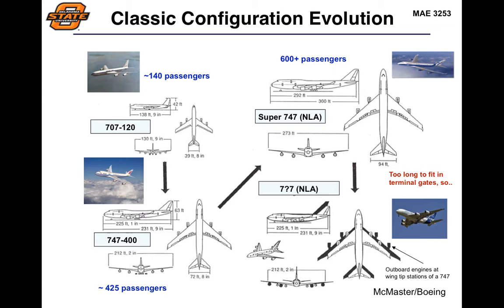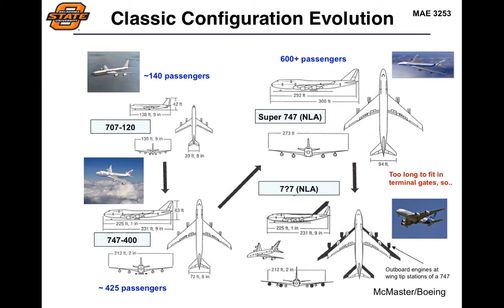So again, if you look at this classic configuration, evolution starting back with our first popular conventional jet transport design, the Boeing 707, and we see how that's evolved. That configuration has more or less stayed the same as it grows.